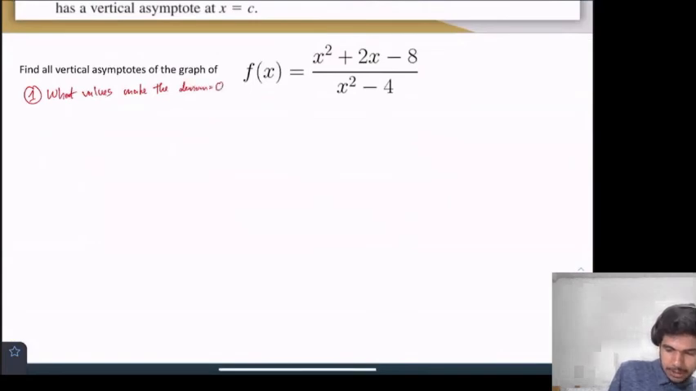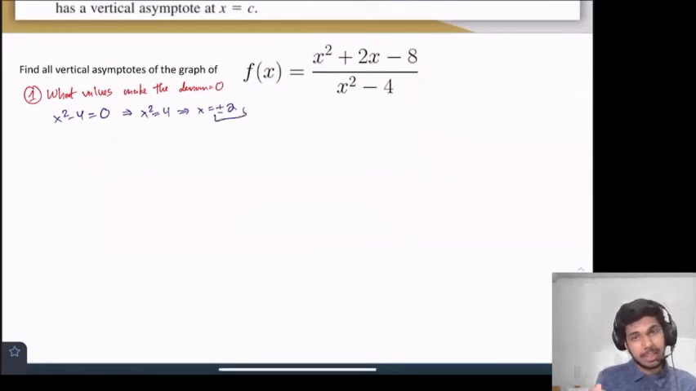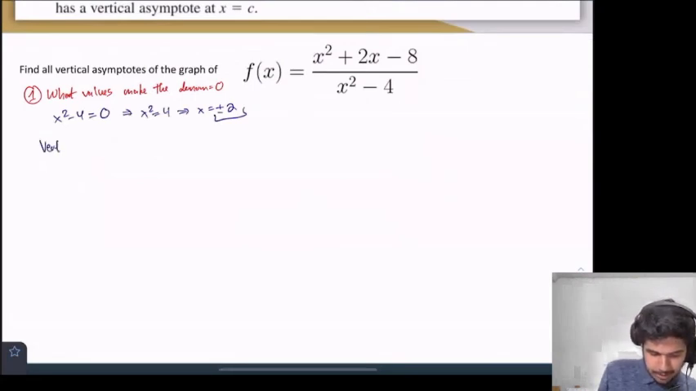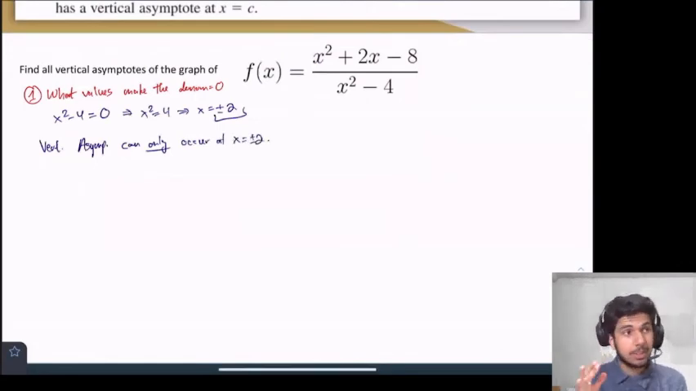Well, let's just set the denominator equal to 0. And we can see that x squared equals 4, which tells us x equals plus or minus 2. So these are essentially the only places where vertical asymptotes are possible. So a vertical asymptote can only occur at x equals plus or minus 2. But now we have to make sure that there certainly exists a vertical asymptote there. Right now it's not guaranteed, we've just determined the places where it could exist.